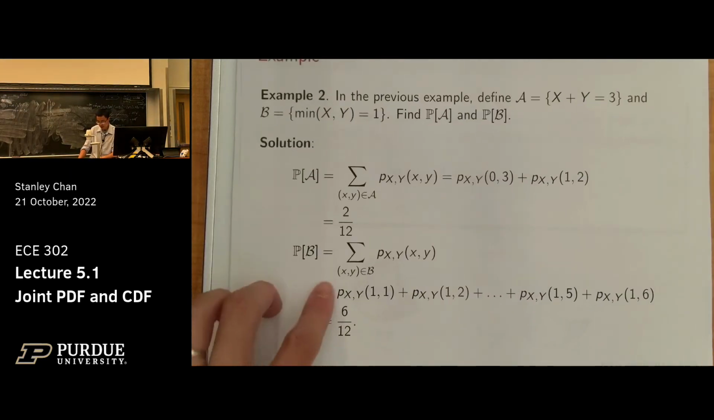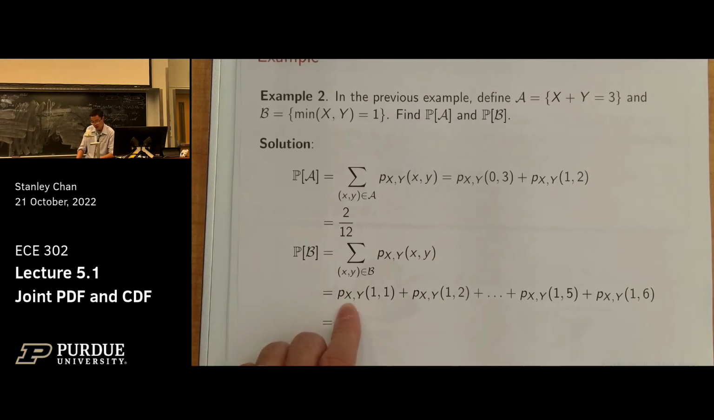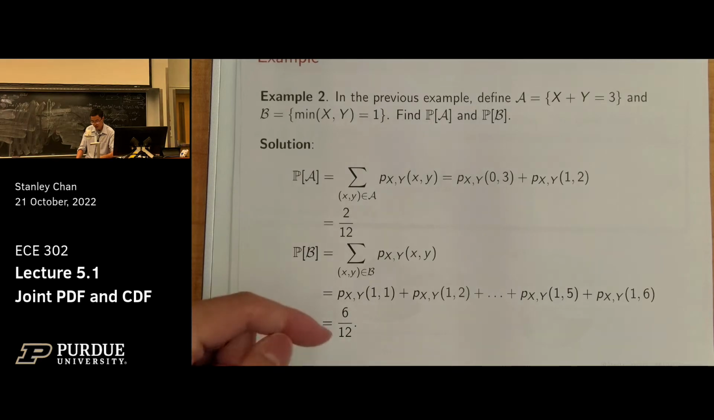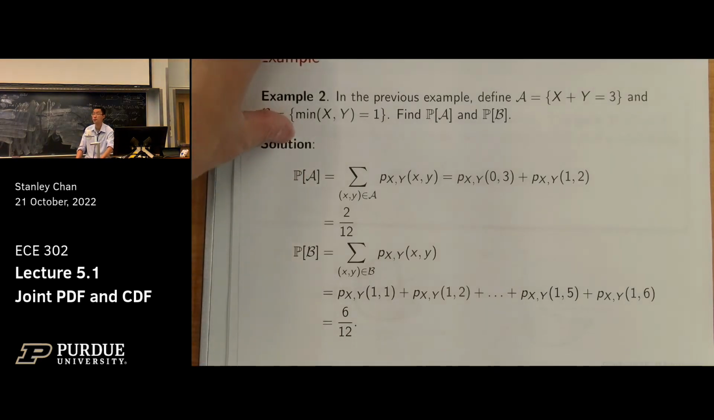So here it will be the equation, right? You just write down all the coordinates where this event is true, then you get 6 of them, so 6 divided by 12.